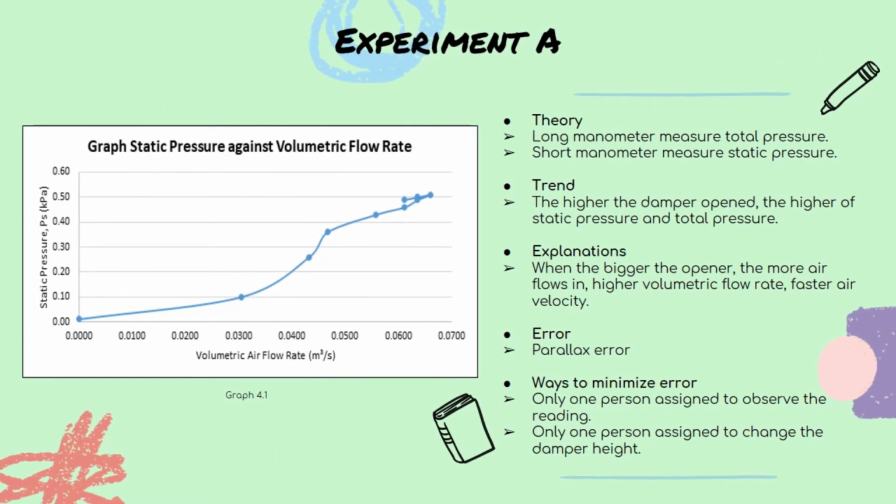A fundamental theory that needs to be known, the long manometer is used to measure total pressure, while the short manometer is used to measure static pressure. In graph of experiment A, which is the static pressure against volumetric air flow rate, the trend that can be seen is the higher flow rate, which is caused by the higher the damper open, the higher the total and static pressure. The error that might happen in this experiment is parallax error during changing the damper height and also observing the reading. So, the way to minimize the error is to fix one person to observe the reading, and the same goes to the one who manipulated the damper height.